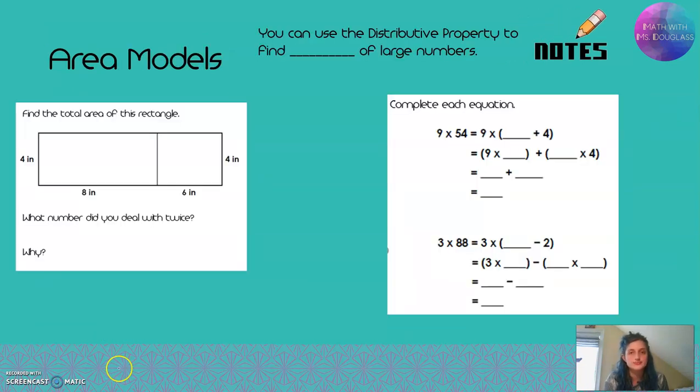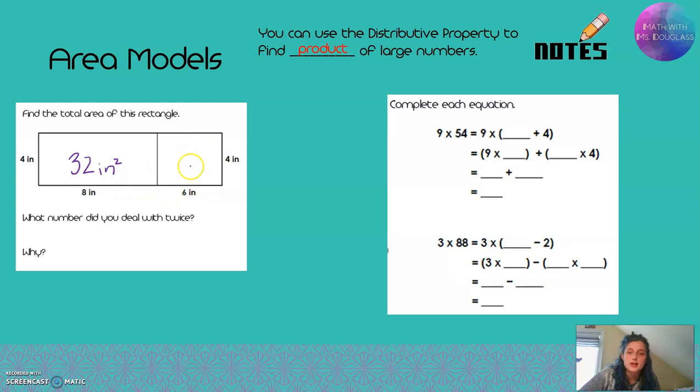You're going to see this a lot. You can use the distributive property to find products of large numbers. That goes in your notes. So here we have a rectangle, like an area model. We can see that this is a height of 4. This is a length of 8. 4 times 8 is, think about it, 32 inches squared.